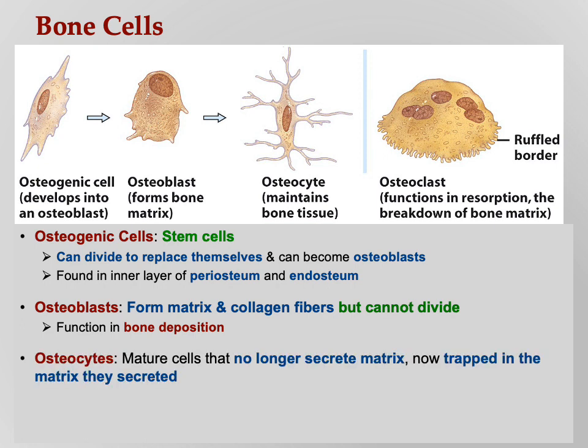Then what happens is, remember, the osteoblasts are building the matrix, but they can't divide. So after they're done, they get trapped inside. It's kind of like a person. It's like you built a shed around yourself, but the shed doesn't have any doors.